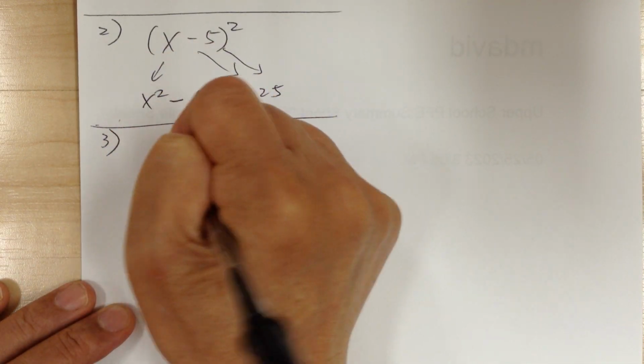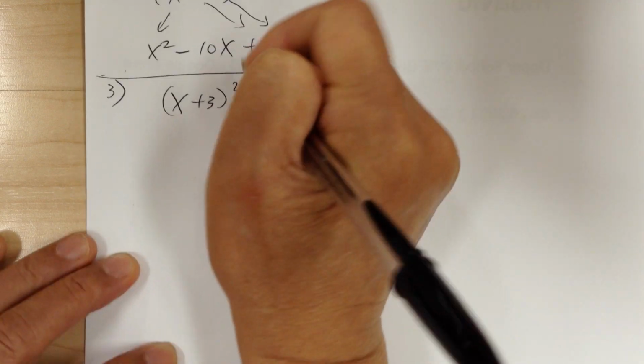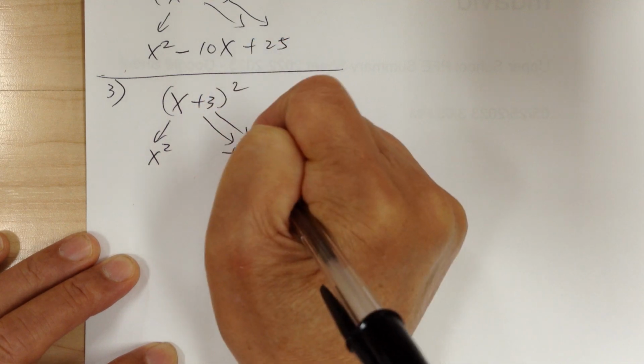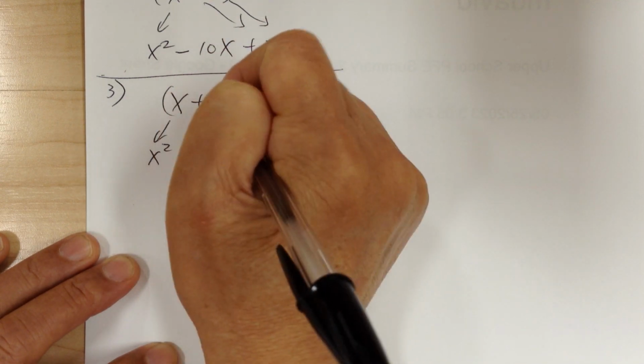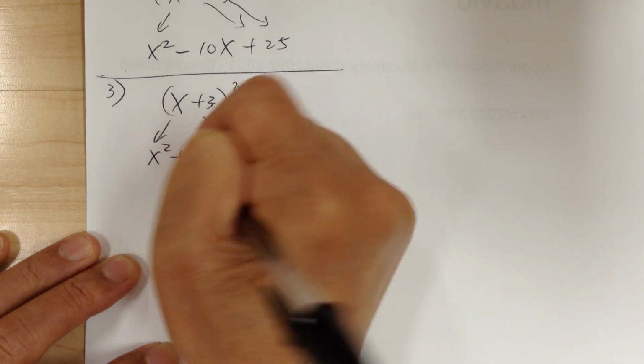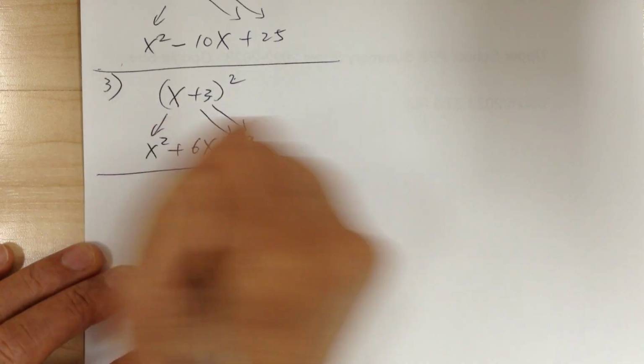Okay, so you got x plus 3 squared. So square, you get x squared. Square, you get plus. Square that, you get 9. Middle term, so the sign is plus. Number is 2 times 3 is 6. Alphabet is x.